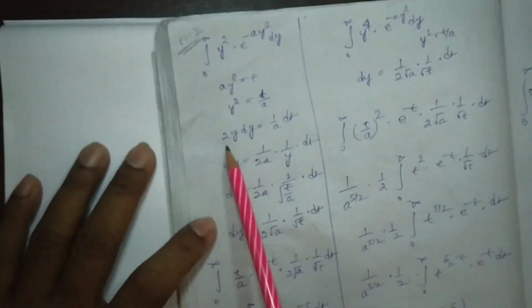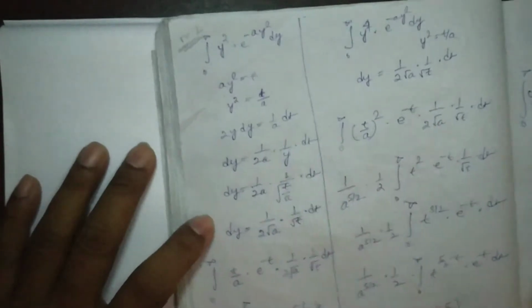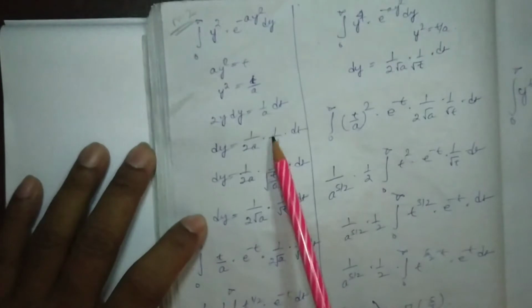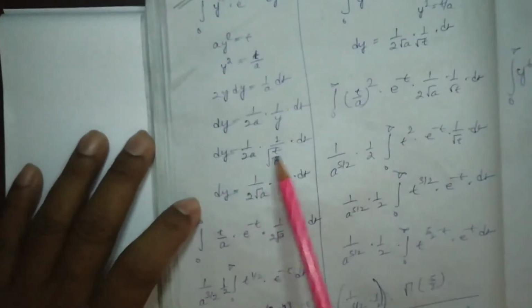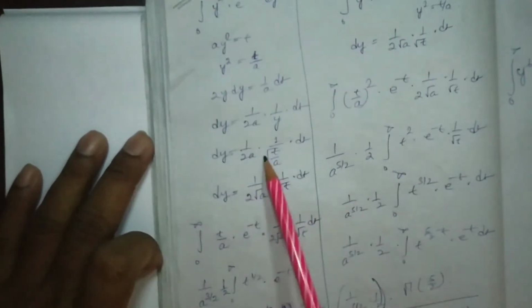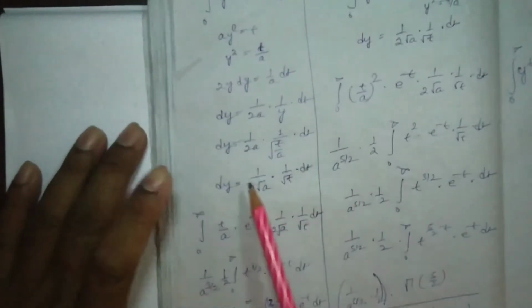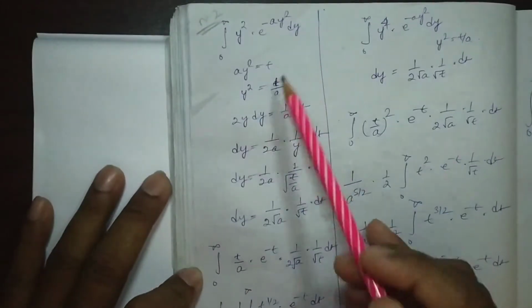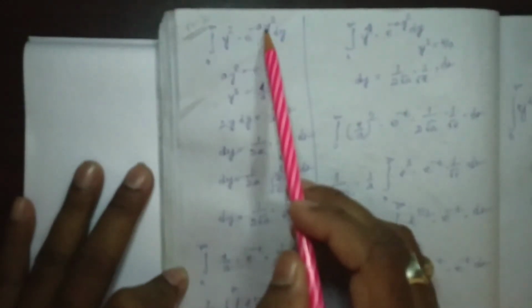2y dy equals 1 by a dt, and dy equals 1 by 2a into 1 by y dt. Then dy equals 1 by 2a into 1 by root of t by a, into dt. Now you have to just put all these things in this equation. So y square is equal to t by a, and e to the minus a y square means e to the minus t. And dy we found this much, we just substituted this value.